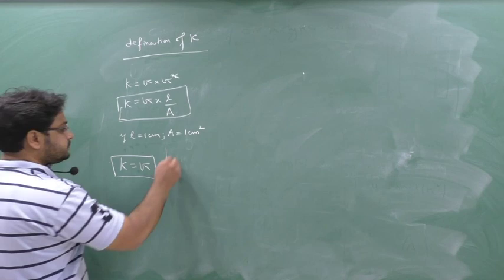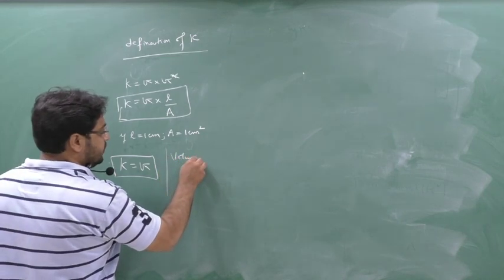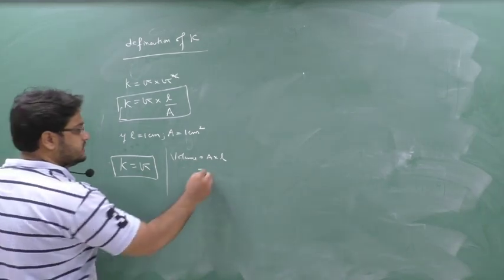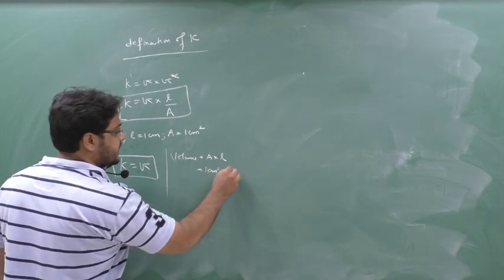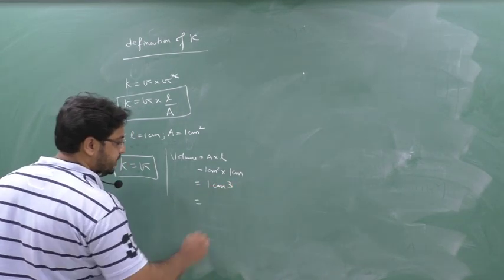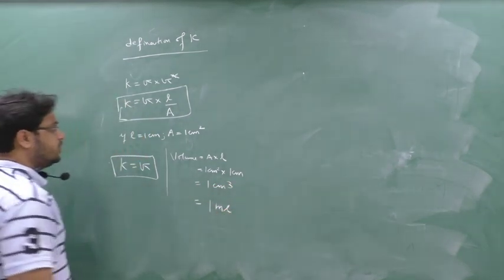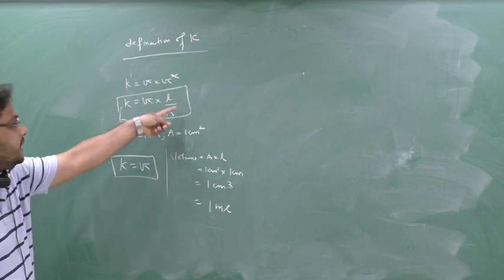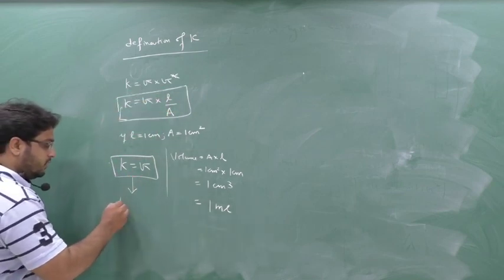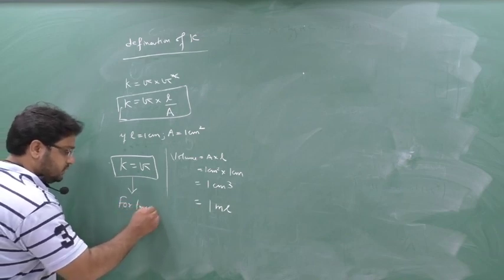Now see here, you know volume. Volume is nothing but a what? Area into length. Area is 1 centimeter square and length is 1 centimeter. So I get what? 1 centimeter cube, and 1 centimeter cube means what? 1 ml. Yes or no? So I am making here 1 ml. So K equal to G when? For 1 ml. Yes or no?